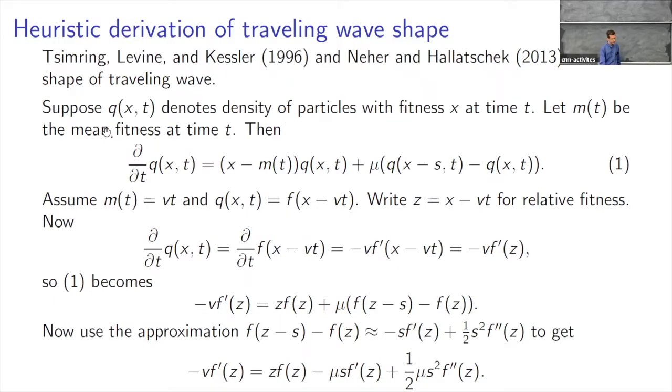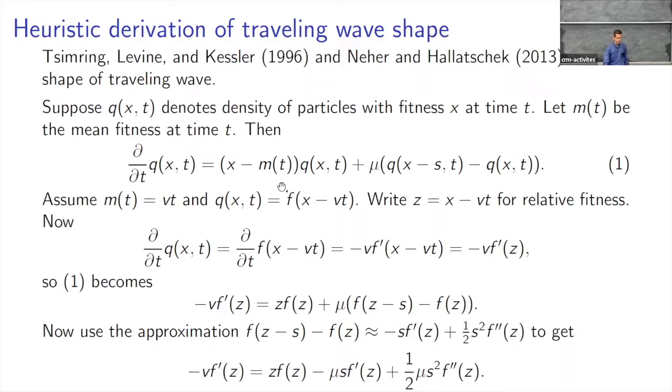So let's suppose that q(x,t) denotes the density of particles with a fitness of x at time t. And of course, that's not precisely defined, but it's nevertheless useful to consider. We're going to let m(t) be the mean fitness of the population at time t. And then the time derivative of this density q(x,t) is given by the sum of these two terms.